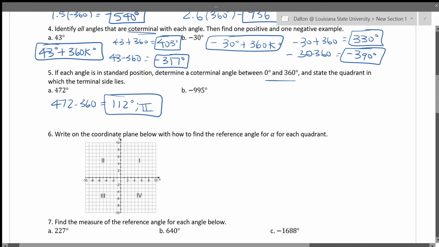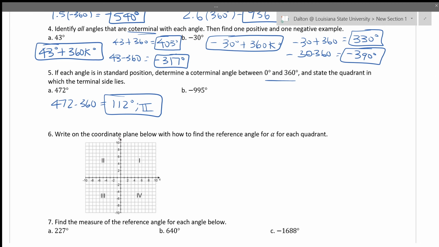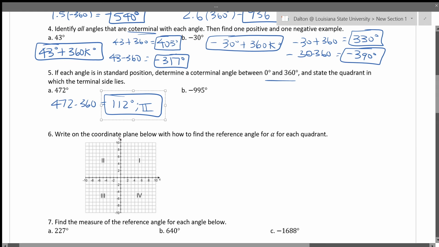For negative 995, this is pretty far away from 0 to 360, so you're going to have to do a little bit more work. So if we take negative 995 and we add to it 360 degrees over and over again, you could add it a bunch of different times until you figure out what you need. Ultimately, it's going to end up being 3 times until you get to a positive 85 degrees, which is between 0 and 360, also in quadrant 1.